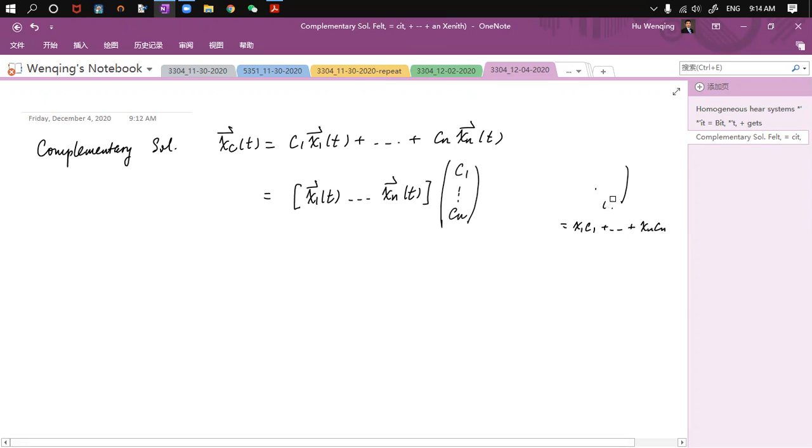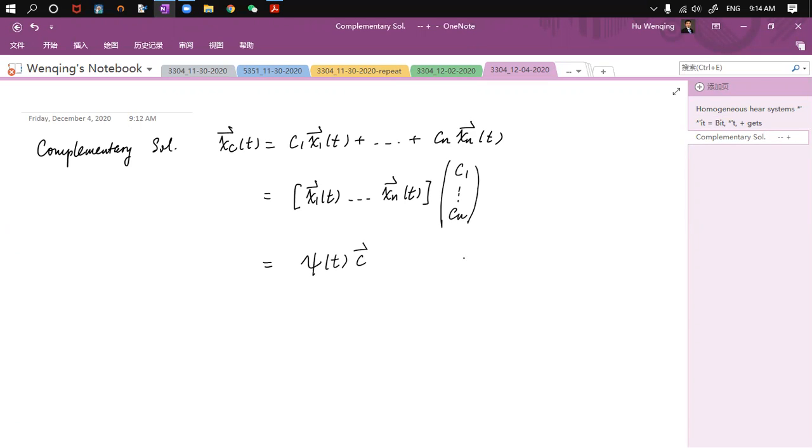It can sometimes make the calculation much simpler if you use these matrices. Is that good for everybody? Okay. Now we're going to write this very simply as the fundamental matrix multiplied by the vector c, where the vector c is introduced as c1 up to cn. So that's going to be what we call a complementary solution.